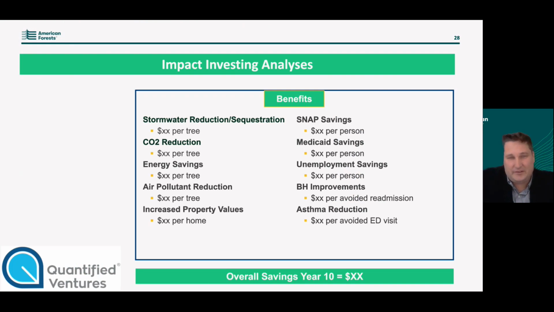Lastly, on the financing side are these impact investing analyses we are doing with Quantified Ventures. What it does is it looks at every possible opportunity to fund the urban forest in a specific location, in a specific city or region. So we're looking at the healthcare industry, property values, energy savings, all the values, and really trying to find those opportunities where we might be able to partner with another industry and get them to fund and or finance some of the work we need to do that directly benefits them.